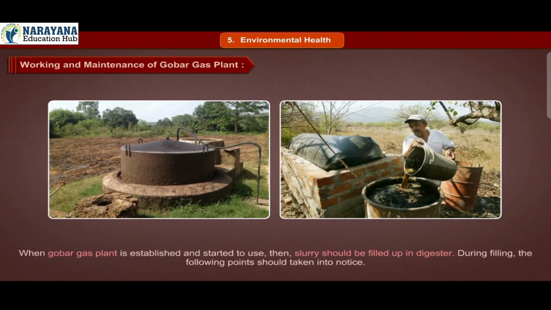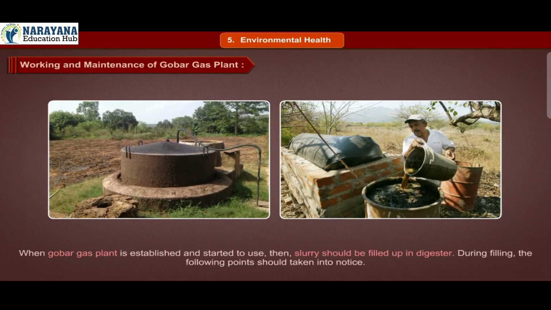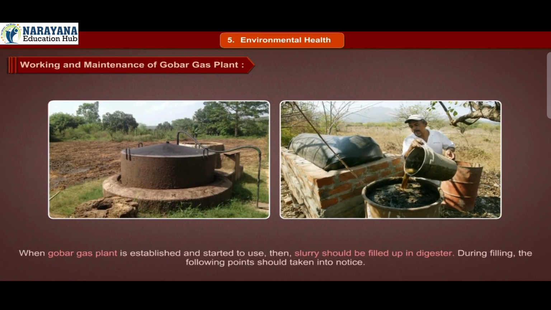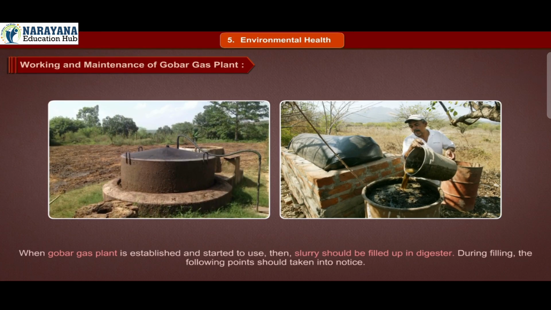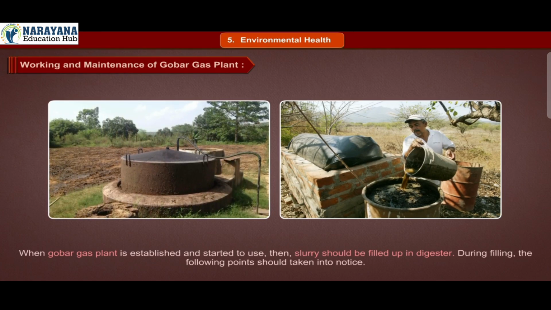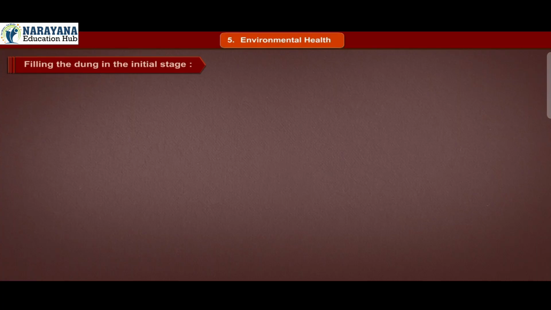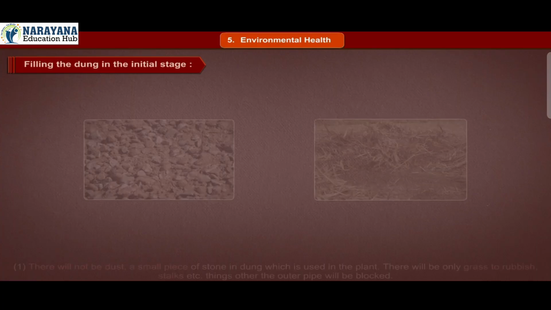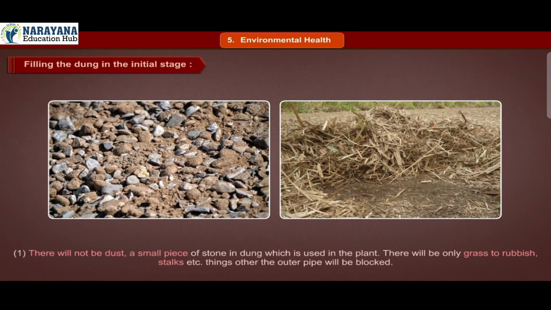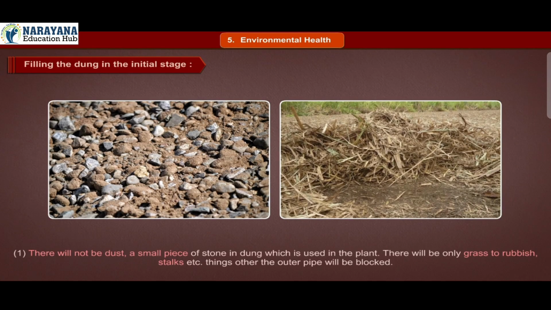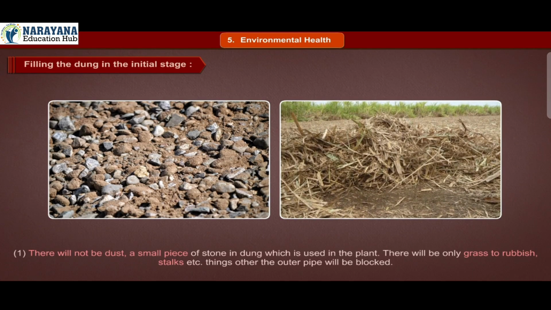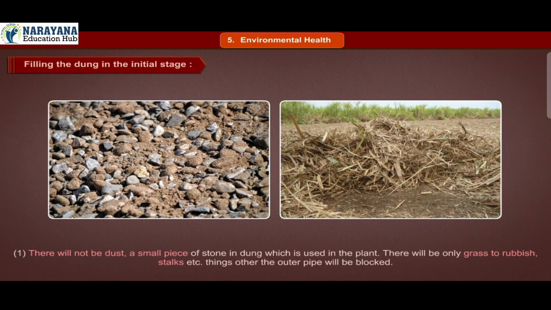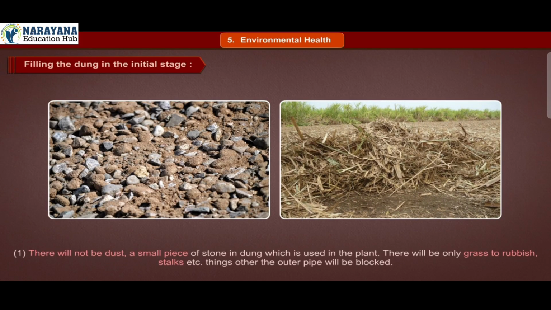Working and maintenance of gobar gas plant. When the gobar gas plant is established and starts to be used, slurry should be filled in the digester. During filling, the following points should be taken into notice. Filling the dung in the initial stage: 1. There should not be dust or small pieces of stone in the dung used in the plant. There should be only grass, rubbish, stalks, etc. Other things will block the outer pipe.